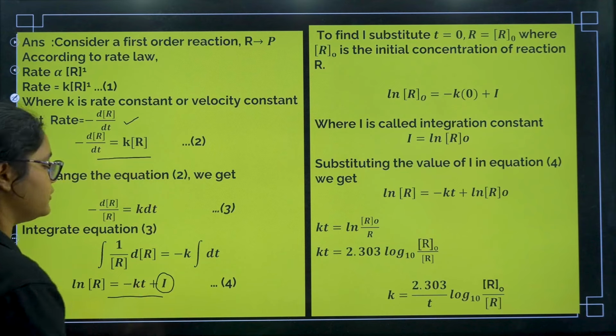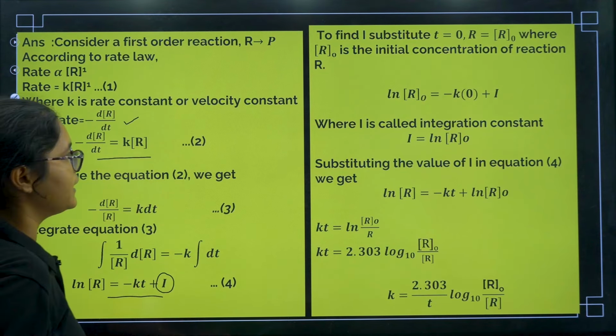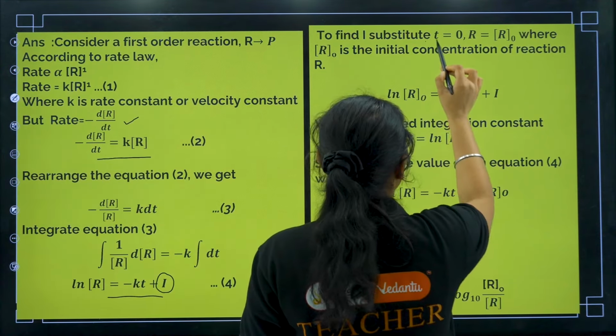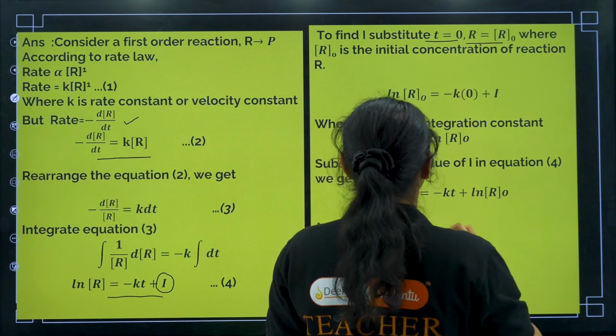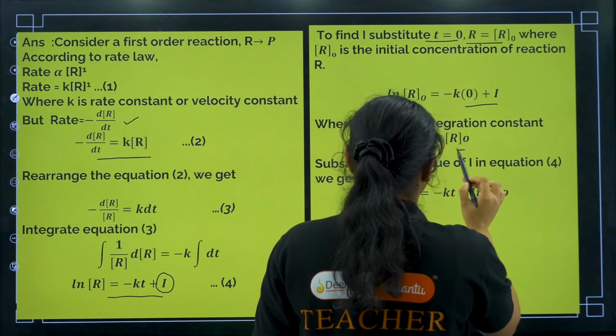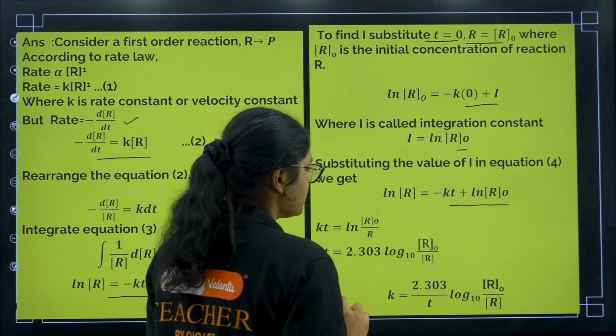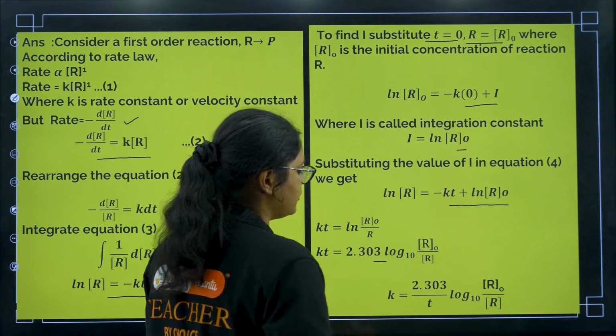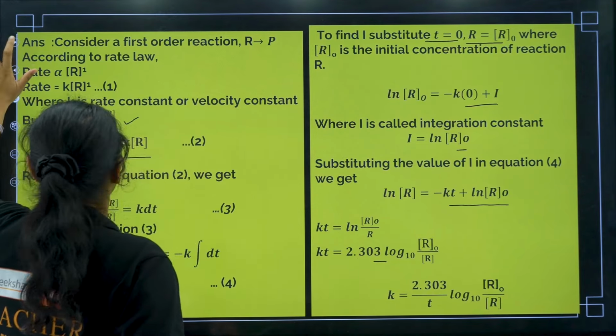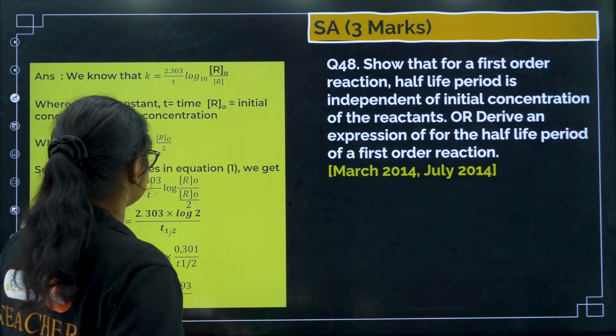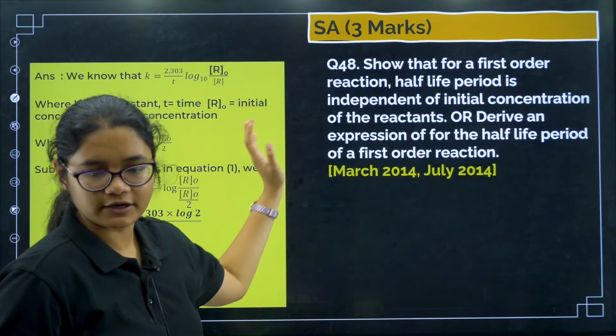Here you have to find the value of I. To find the value of I, you can take T equal to 0, R is equal to R0. Then just substitute it. You will get the final equation. After that, you can convert it into log value.